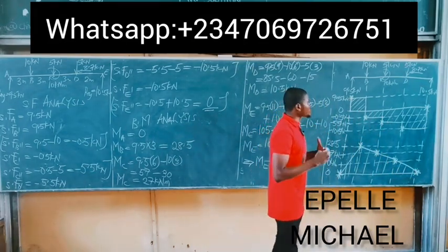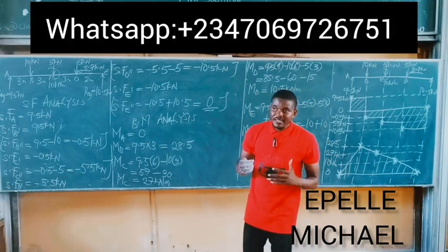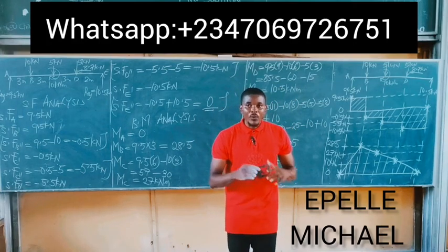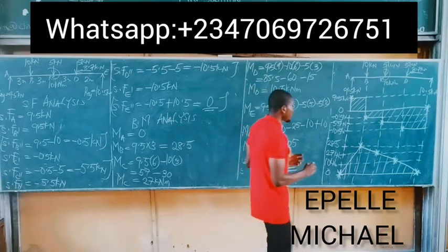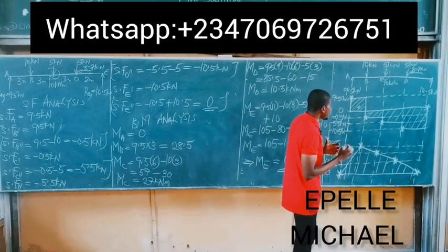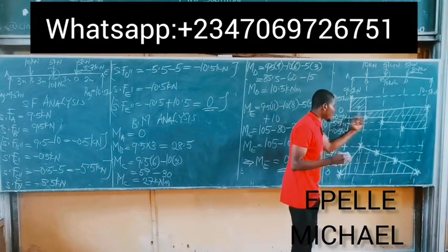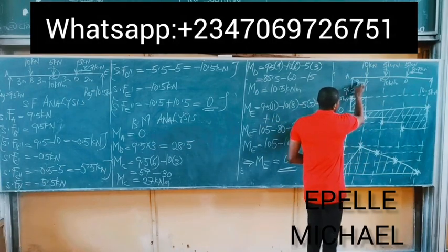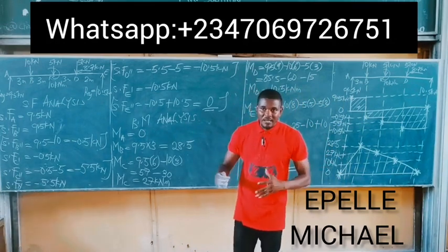Okay, so questions may arise. You might be asked to find the point of maximum bending moment. And I've always said in all my videos that the point of maximum bending moment is the point where shear force changes sign from positive to negative. On this diagram, this is positive and this is negative. So shear force changes sign from positive to negative between A and B. The distance from A to B is given as 3 meters. So the point of maximum bending moment on this diagram is simply 3 meters.